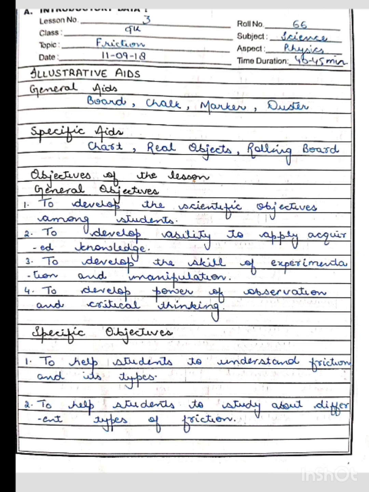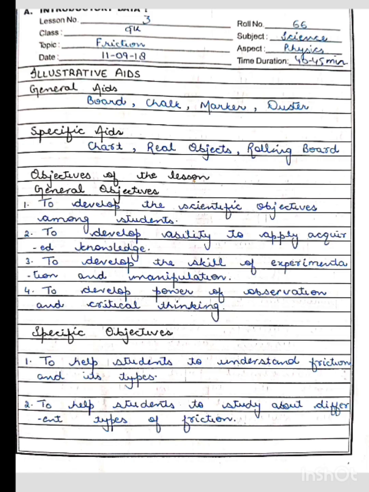Okay. So there are different objectives of general objectives. The first one is to develop the specific objective among students. The second one is to develop the ability to apply acquired knowledge. The third one is to develop the skill of experimentation and manipulation. The fourth one is to develop the power of observation and critical thinking.